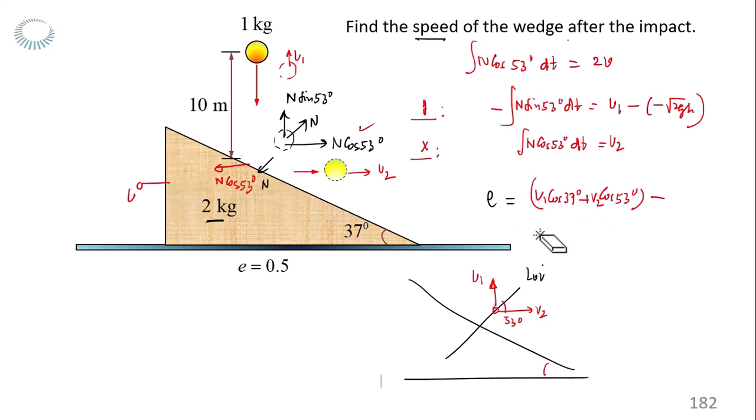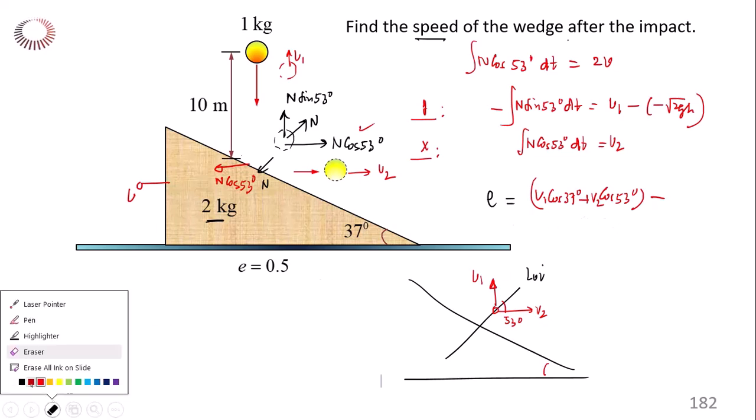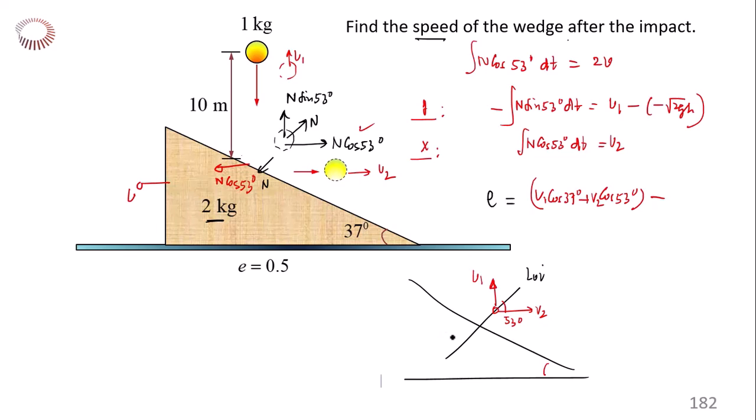The wedge is moving with the velocity v along that direction. So for the component of velocity, this angle is 37 degrees, so v sin 37. With a minus sign, so ultimately it becomes plus. So v sin 37 degrees. This is the numerator part, and the denominator is u1 minus u2.